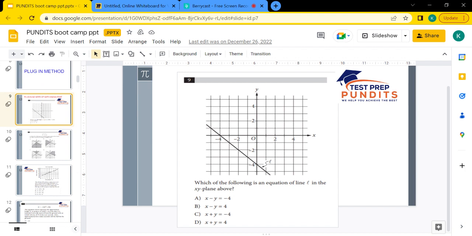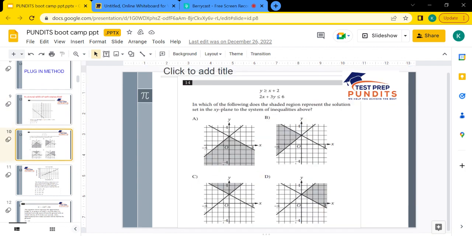So mark that. Now that I've shown you how to use the plug-in method, see if you can solve this problem right here. I've got to warn you, it's a fair bit trickier than the last one and you're going to have to use the plug-in method multiple times. But I'm going to show you how to do it in the next video.